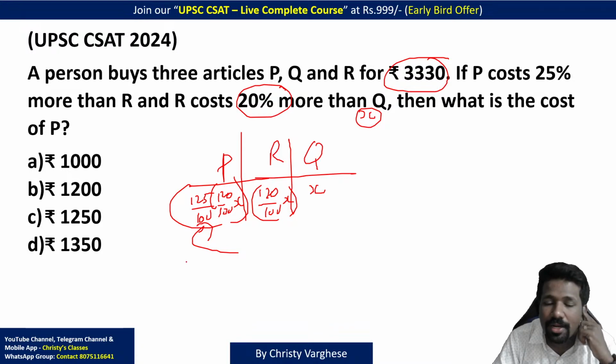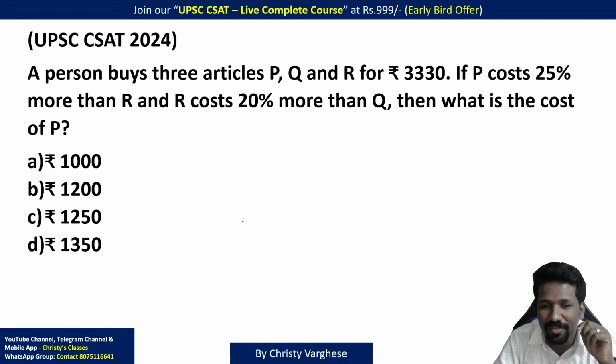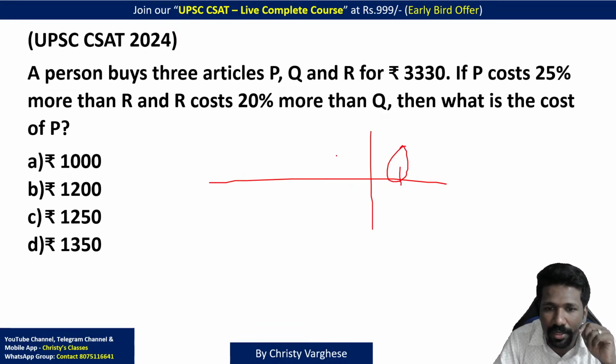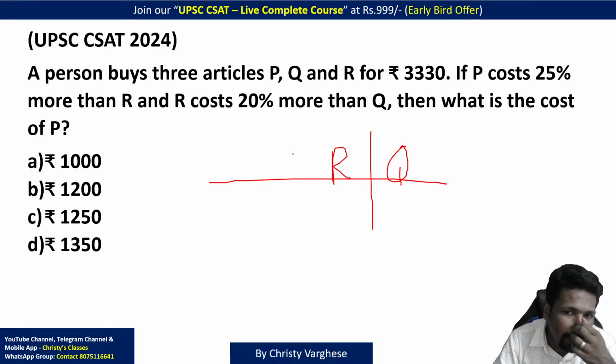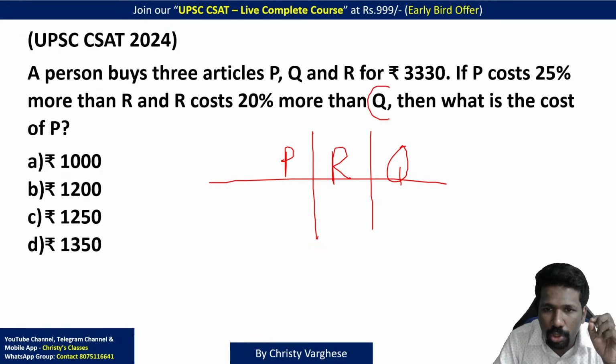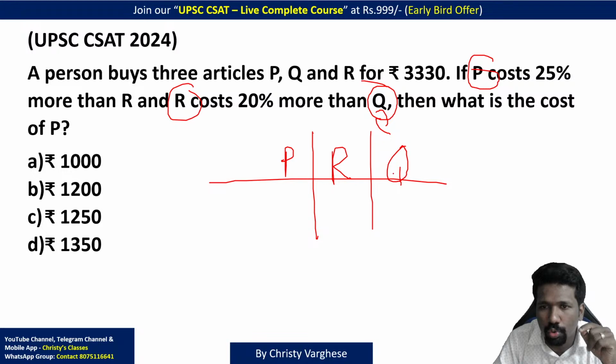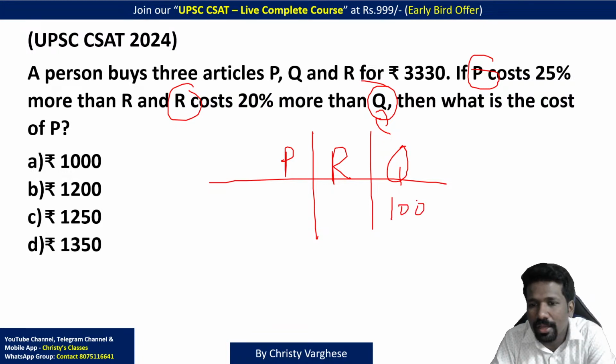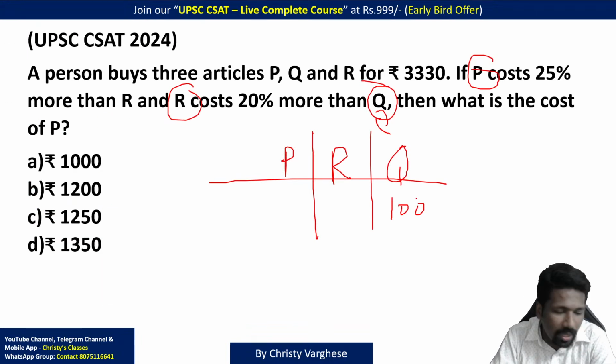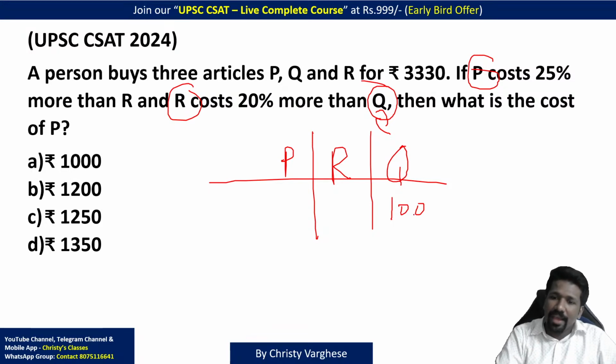This is the mathematical direct method. Very time consuming. This is not the way you should solve. You have to solve this question using the taking example method. Listen very carefully. P, Q, R. But Q is compared to R, and R is compared to P now. So I am starting with Q. Let 100 be the example for Q. Example means let 100 be the value for Q.